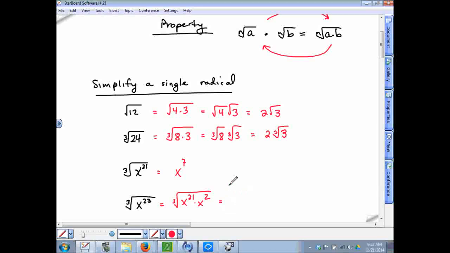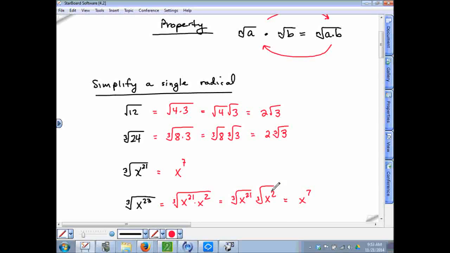Now let's do the same thing. Split this up into two roots. So do the cube root of x to the 21st times the cube root of x squared. So now what are we going to get? What is the cube root of x to the 21st? X to the 7, right? 21, last time I checked, 21 divided by 3 is 7. So this term right here just changed into x to the 7th.